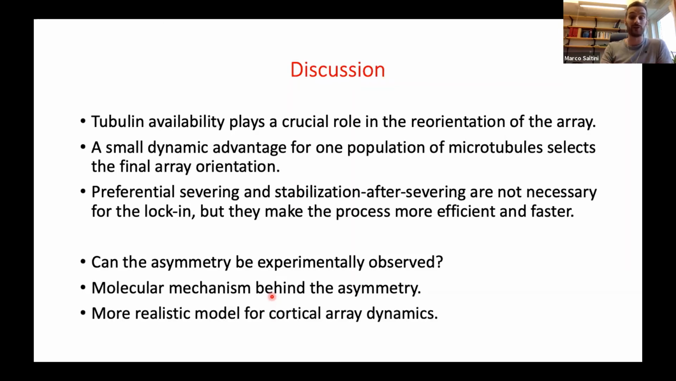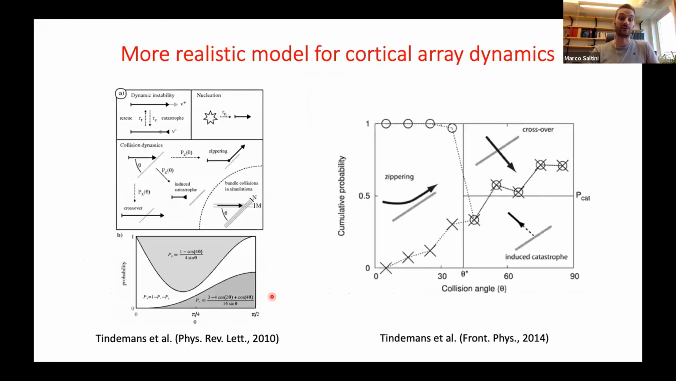Finally, the model was really highly idealized, which means that, as I said before, we wanted to build a model that was handleable and tractable from the mathematical point of view in order to find what the key parameters were that enabled this longitudinal lock-in. Of course, now the next step is to try to find a more realistic model for cortical array dynamics. Then, of course, it is not possible to study this process from a mathematical point of view, but for sure we can do it computationally.